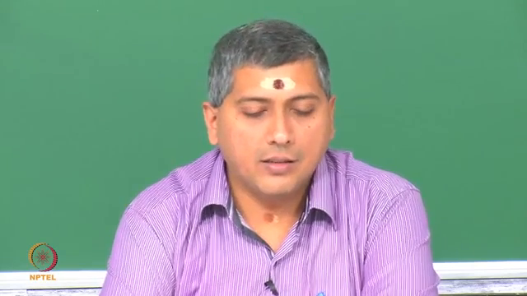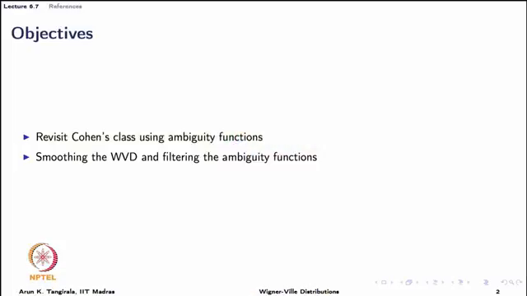Welcome to lecture 6.7. This is actually a follow-up lecture of lecture 6.6, where we introduced Cohen's class of distributions. What we are going to do in this lecture is to revisit Cohen's class using ambiguity functions. We talked about this, but now it is time to look at the mathematical definition, and essentially we will ask how smoothing the Wigner-Ville distribution looks in the ambiguity domain.